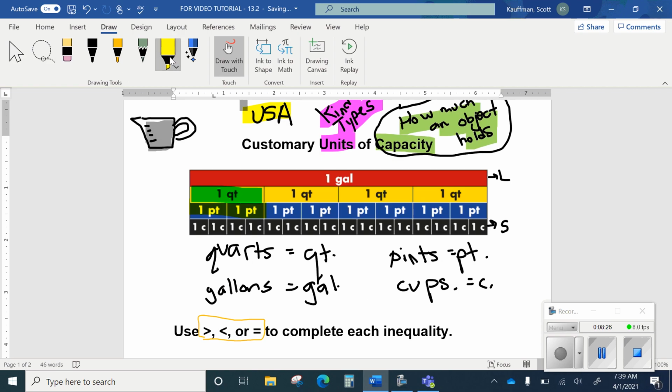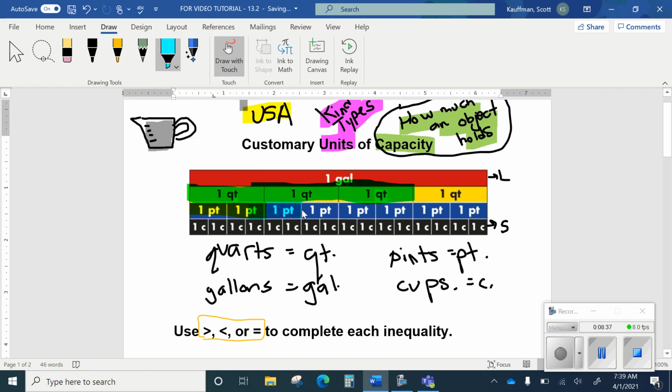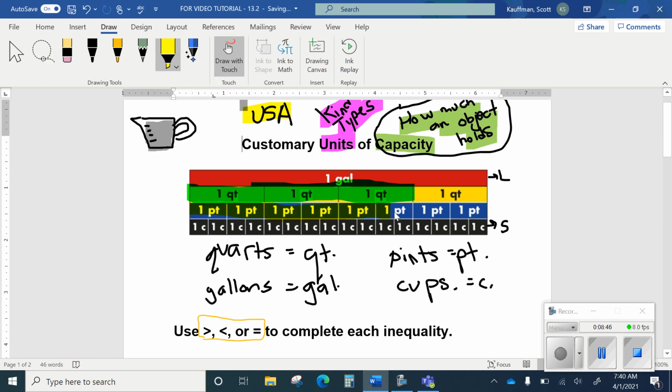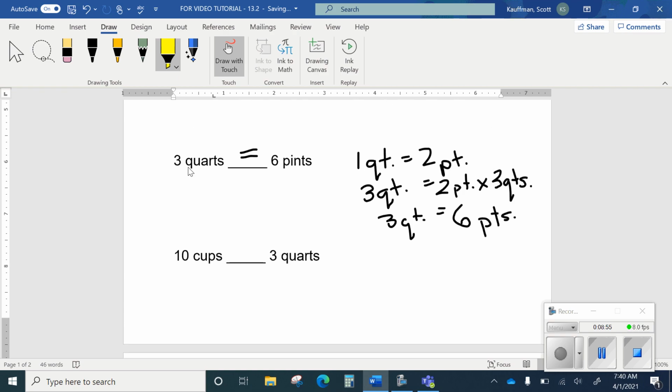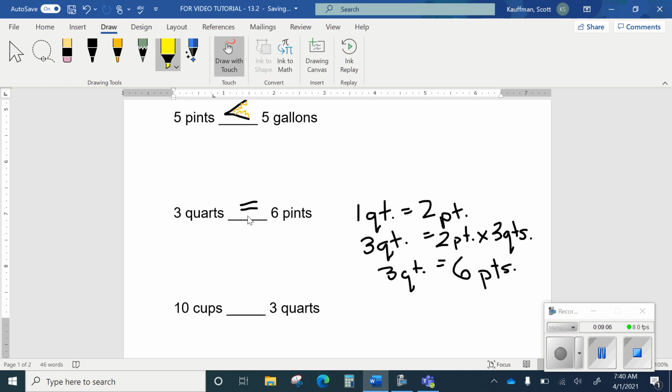There's 1 quart. They told us 3 quarts. So I'm just going to go over and highlight 3 quarts. There's 3 quarts. 3 quarts is the same as, Mr. Kaufman did the wrong color. 3 quarts is the same as 1, 2, 3, 4, 5, 6 pints. So there you go. You can even see on the model that 3 quarts and 6 pints are equal. So I could do this calculation just like we did for our units of length, or I could, in this example, look at the model and I can determine that those two are equal.